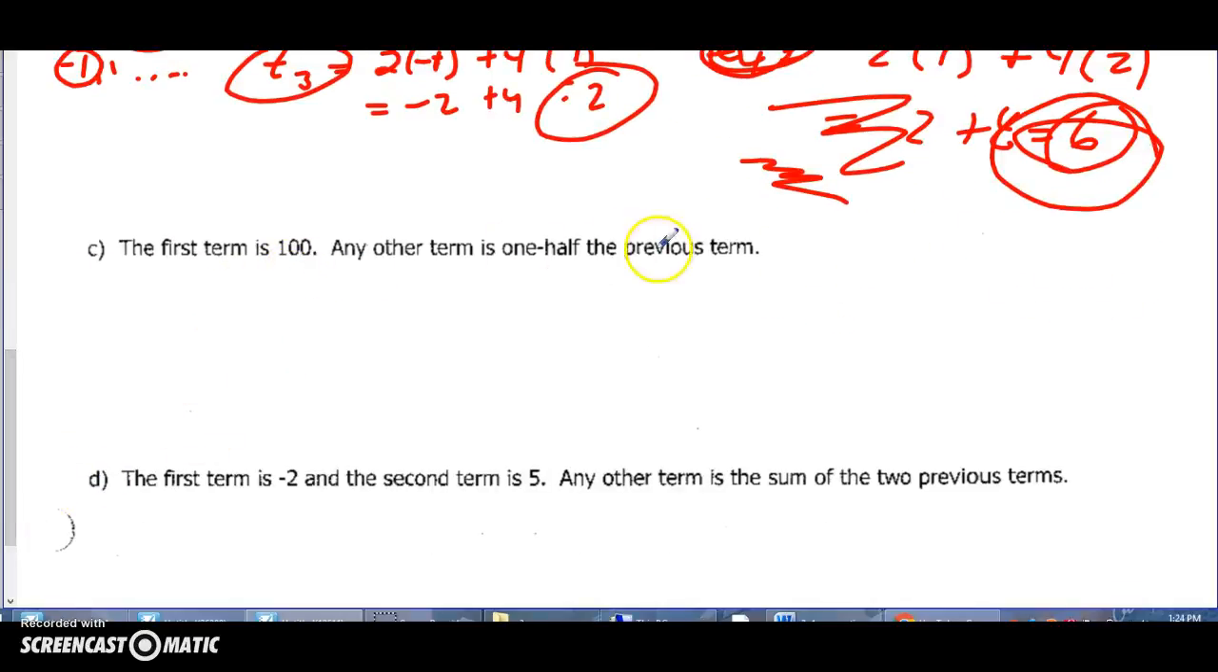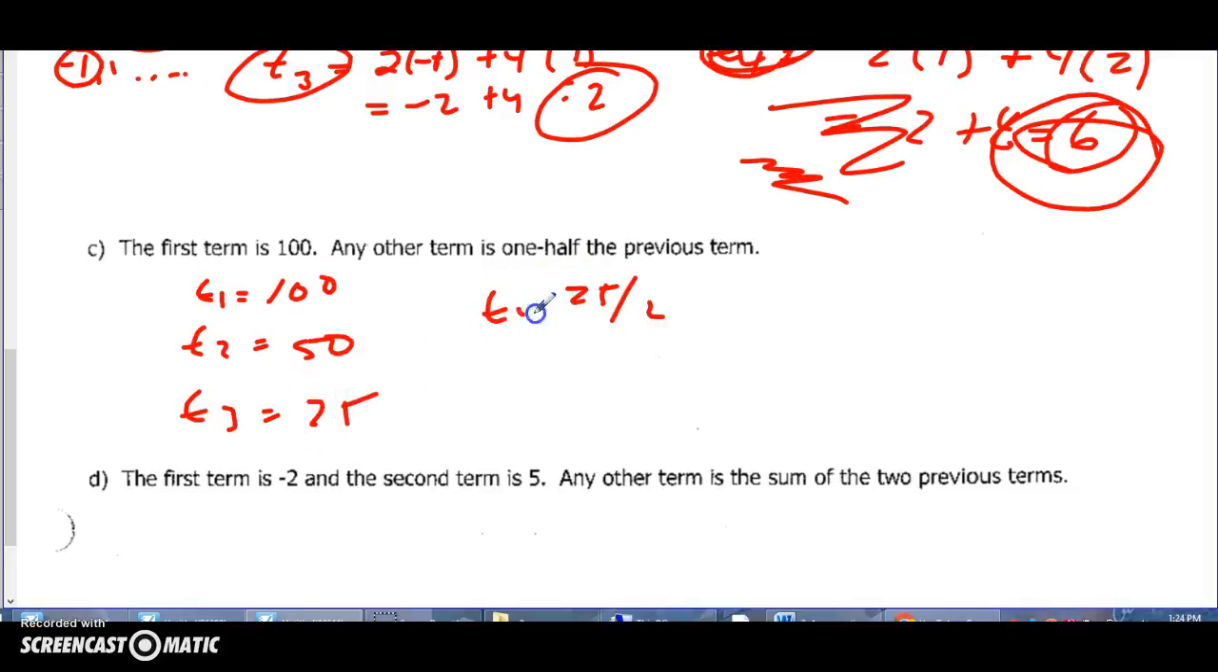Okay, let's look at this. The first term is 100. Every other term is 1/2 of that. So T1 is 100. T2 is half of that. T3 is half of that. And then if you start doing decimals or fractions, you can keep going from there. T4 and T5. Keep going.